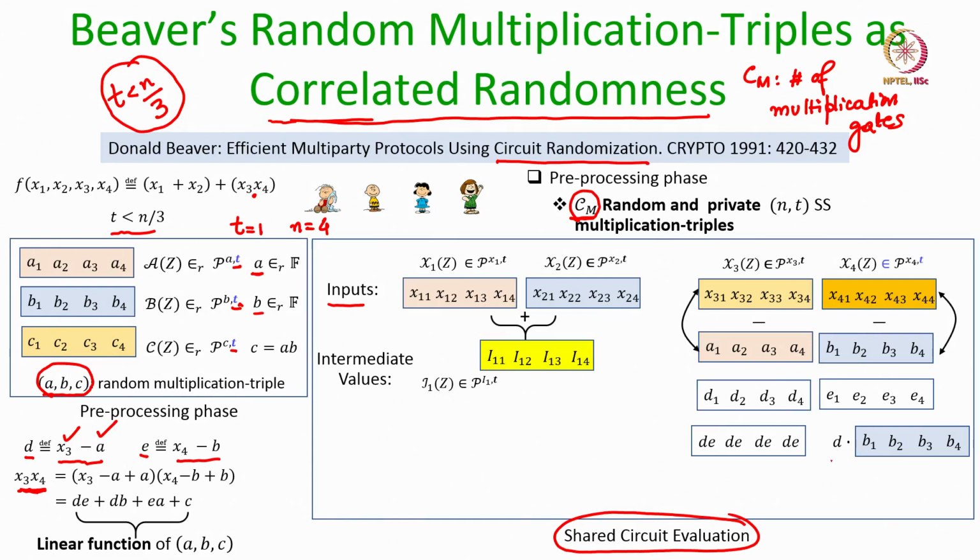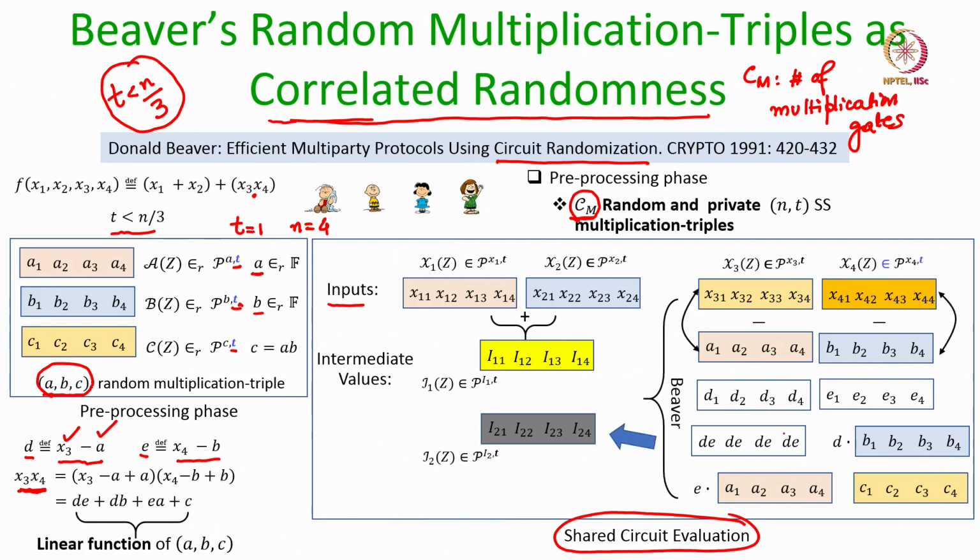So, the parties can compute a secret sharing of d times B, e times A, and anyhow the parties have a secret sharing of C from the pre-processing phase. d and e are public, and then by taking the linear combination of these secret sharings, they will get a secret sharing of x3 times x4, and that ensures that now we have the output of this multiplication gate available in a secret shared fashion.